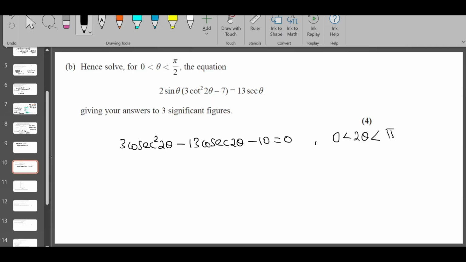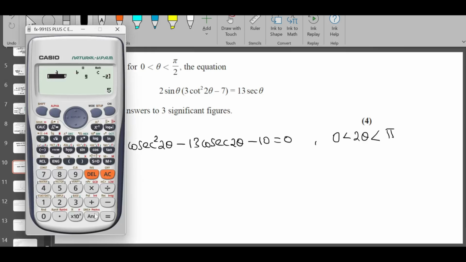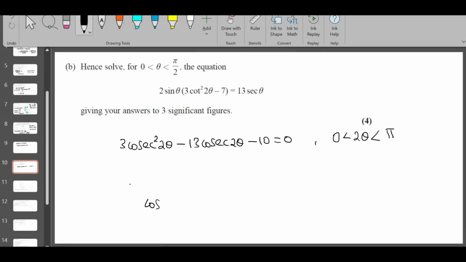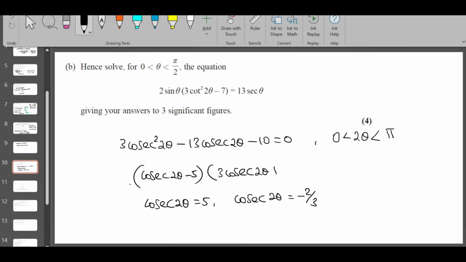And then let's solve this quadratic equation. 3, minus 13, minus 10. You get 5 and minus 2 over 3. So you can write a step here. Cosecant 2 theta minus 5 times 3 cosecant 2 theta plus 2 is 0. Change this to a factor form so you won't lose a mark. Okay. Now flip both sides.